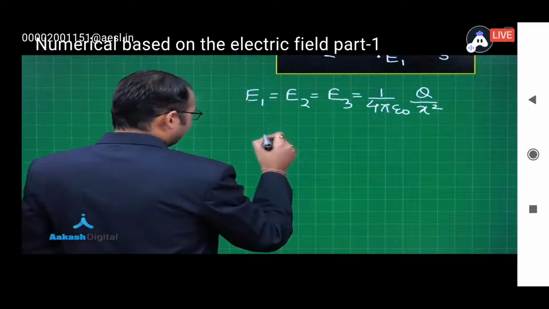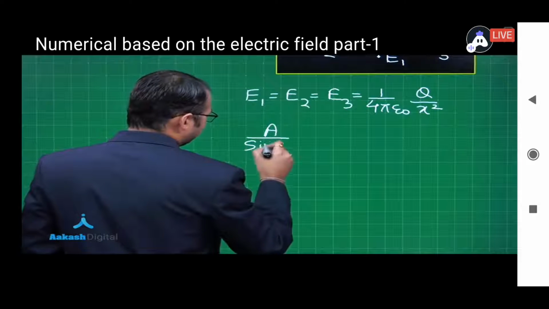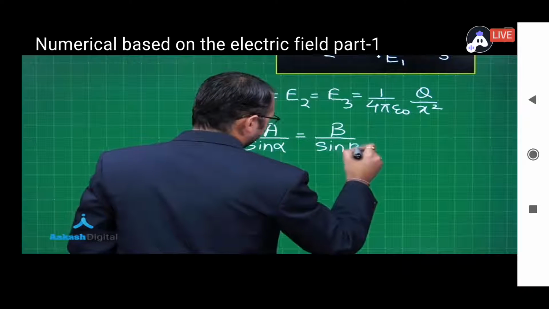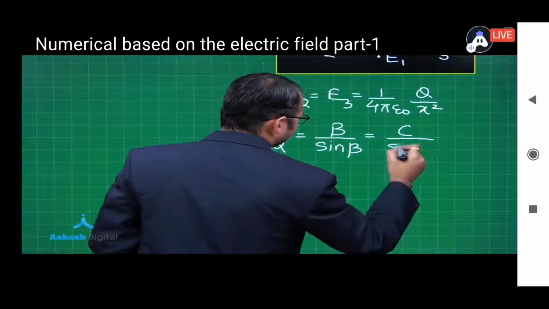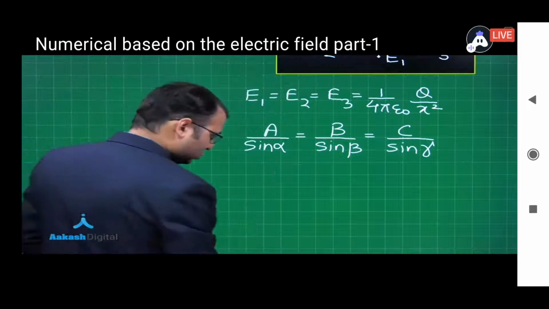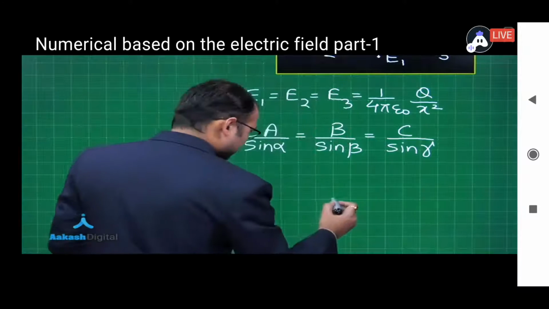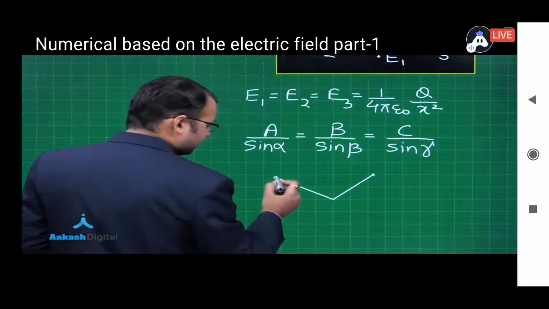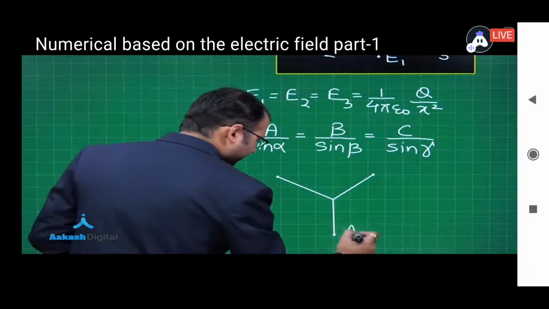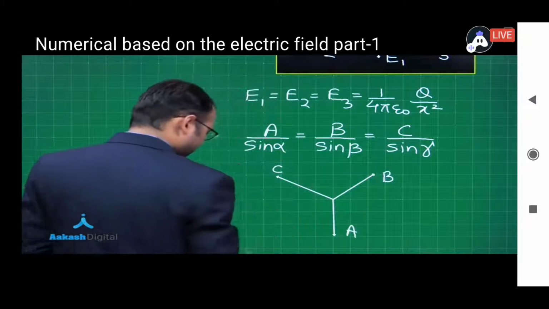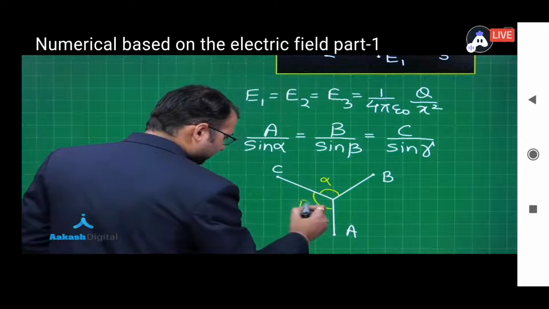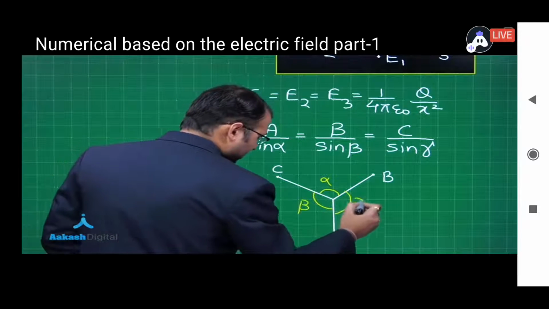So in this case, vector A divided by sine alpha, vector B divided by sine of beta, and vector C divided by sine of gamma. Where A, B, C and alpha, beta, gamma are, let me show you. So let's take this as one vector, this as the other vector, and this as the third vector. So this being A, this being B, and this being C vector. Now this will be alpha, this will be beta, and this will be gamma.